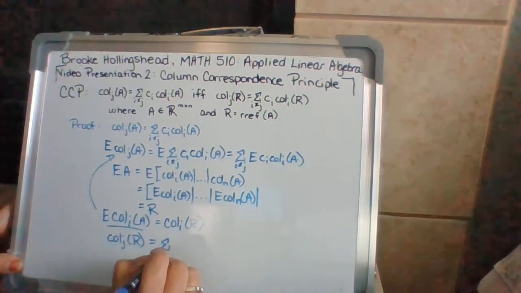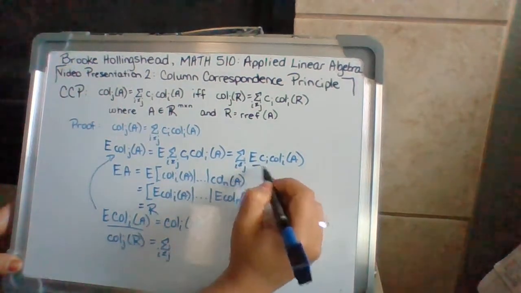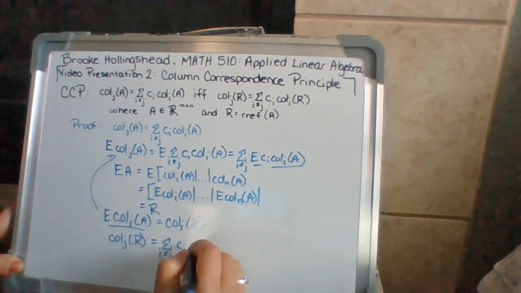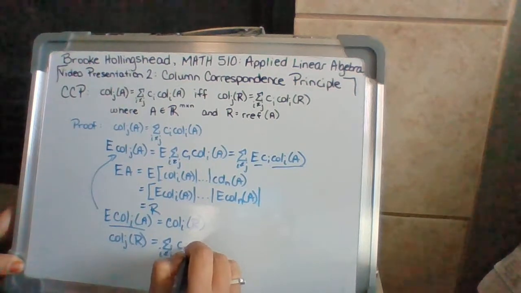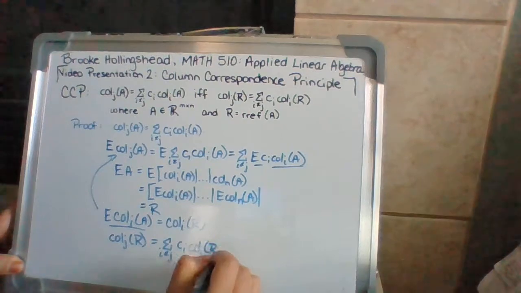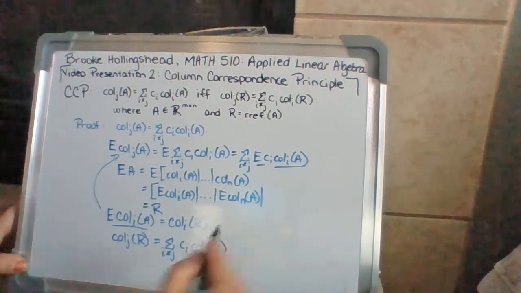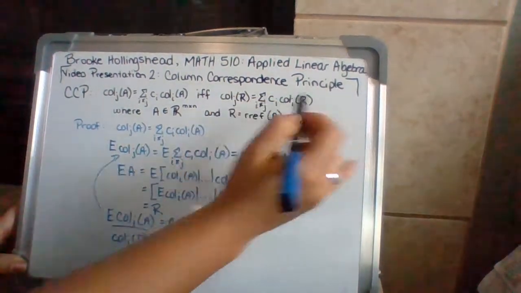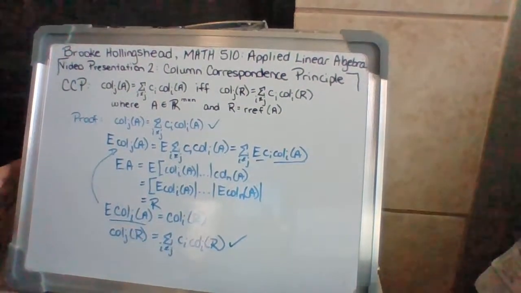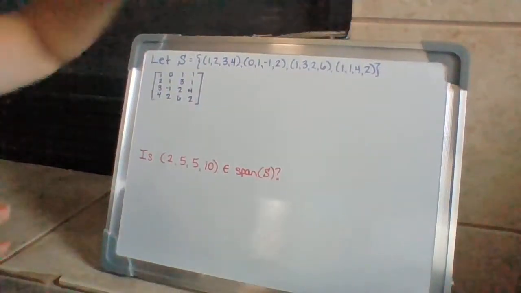And over on the other side, I can take these pieces and do the same thing and say that's the sum of the linear combination, or it's the linear combination of that column in the reduced row echelon form too, which gets me back up to where I was going in my proof. So if this one, then the other one. So that's a basic, fast proof of the CCP.